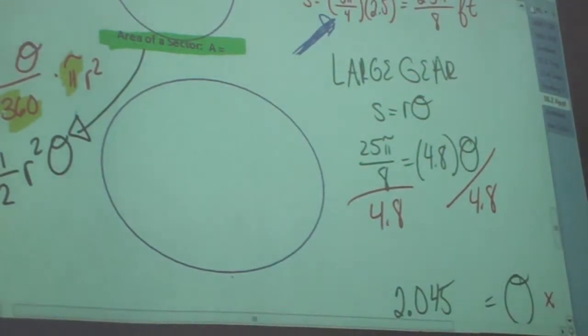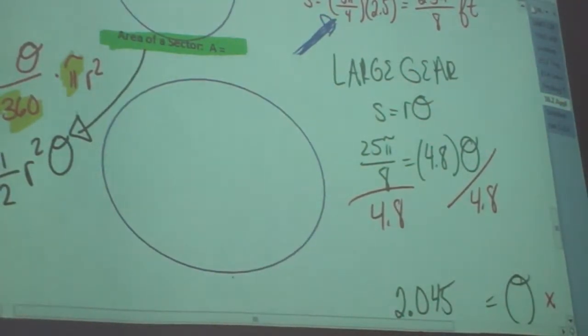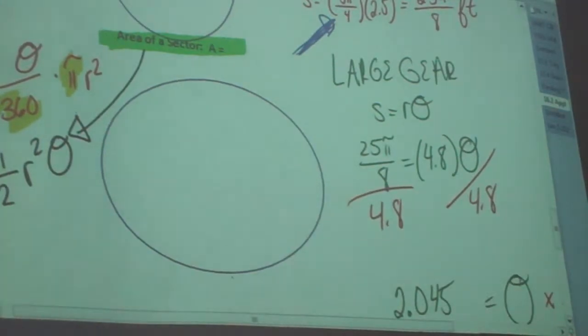I have a question. Would it be alright if we just did proportions, like 2.5 over 225 equals 4.8 over x, and then we just solve for x? Technically, you could.